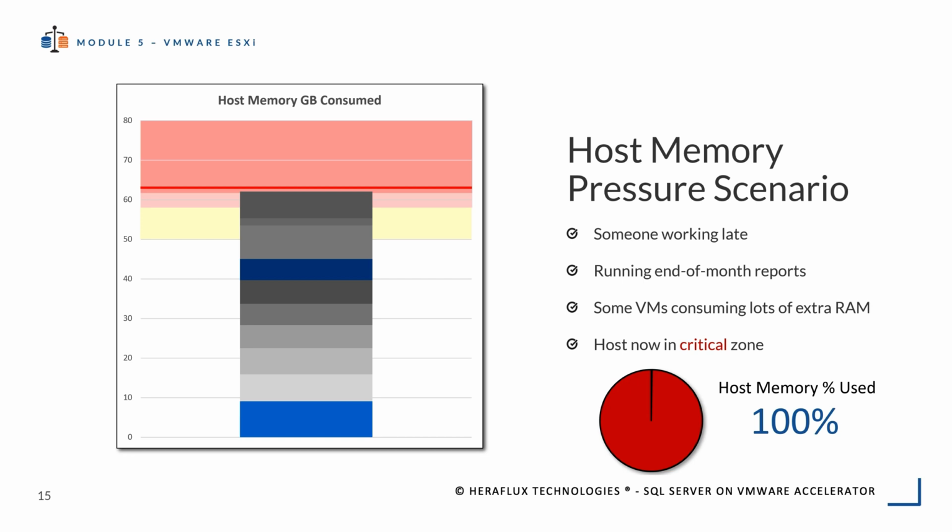The hypervisor then attempts to steal memory from some of the virtual machines to give it to the other virtual machines that are demanding more RAM. As a result, everything on the host slows down. This is not a situation you want to be in. Thankfully, this situation is quite preventable for our SQL servers as long as it's managed properly.